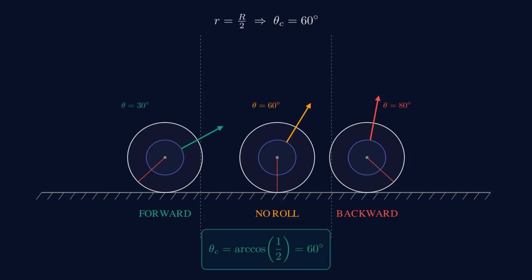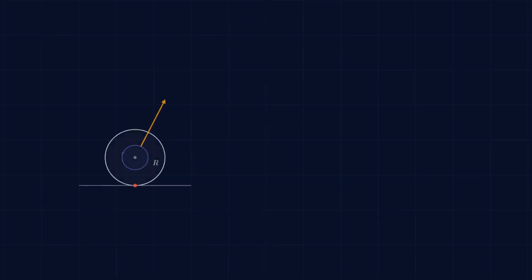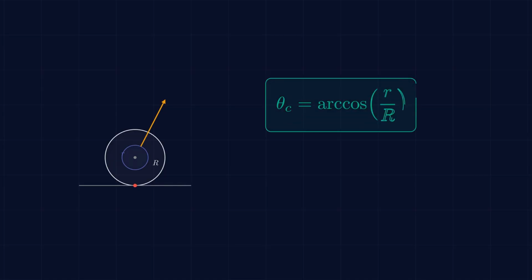Beautiful. So the answer to our puzzle is elegant. The critical angle is theta c equals arc cosine of r over R. Below this angle, the reel rolls forward. Above it, backward, all from a single torque argument about the contact point. Next time you see a roll of tape, give it a try.